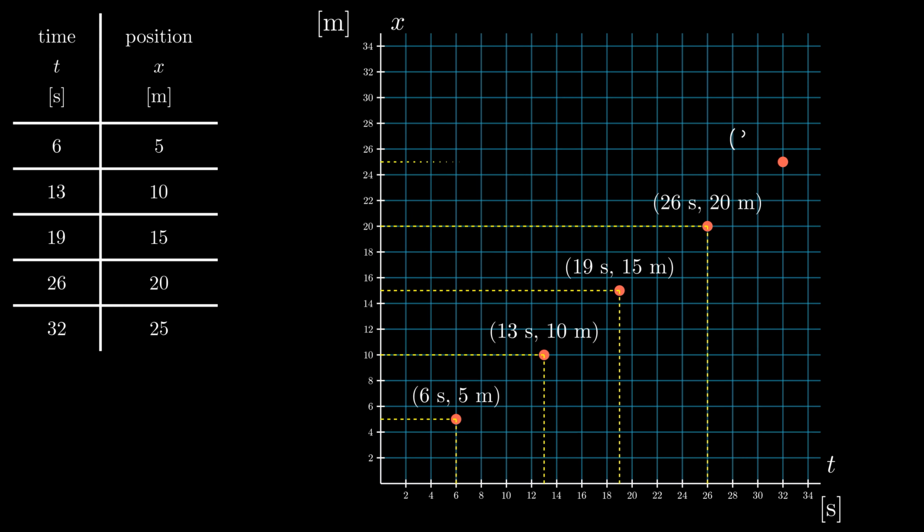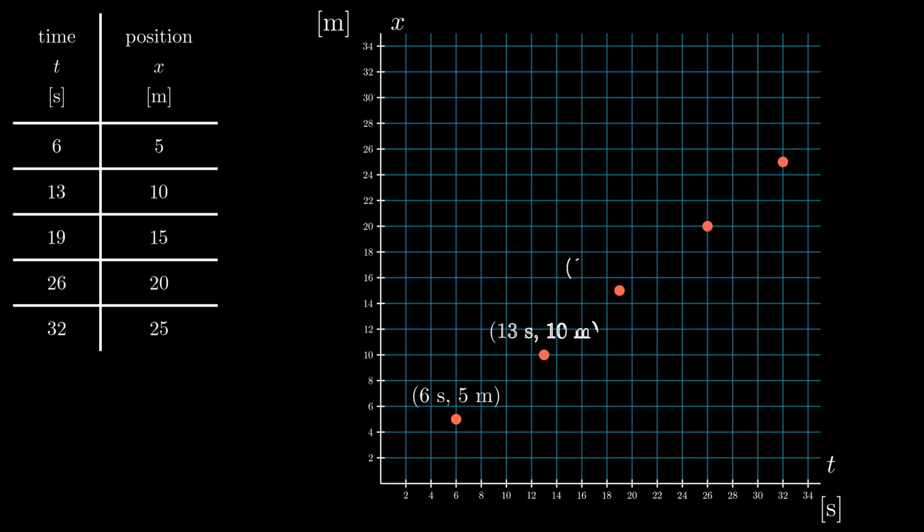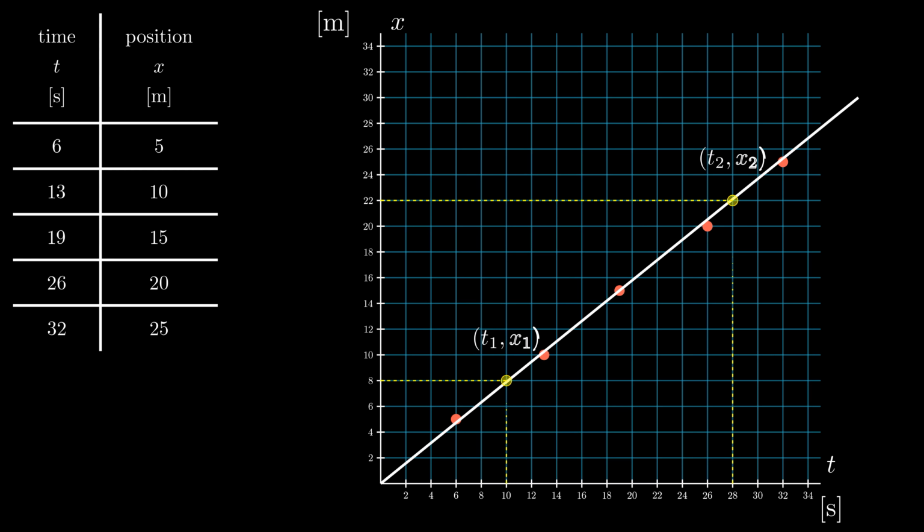Once all data points are plotted, we notice they align quite well with a straight line. Therefore, we fit a line through these points, ensuring that there are roughly equal numbers of points above and below the line, positioning it as centrally as possible among the data points. We select 2 points from the line, marked in yellow, and complete a right triangle in the coordinate system.